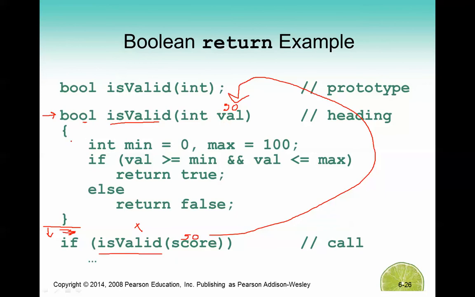We go inside the body of the function. Here are my curly braces, the beginning and the end. We have int min assigned the value of 0, so we put a 0 in min. Then max is assigned the value of 100, so we put 100 in max. Then we have an if. In this if, we're checking if bal, which is 50, is greater than or equal to min, which is 0. Is this yes or no? Is 50 greater than or equal to 0? Yes.